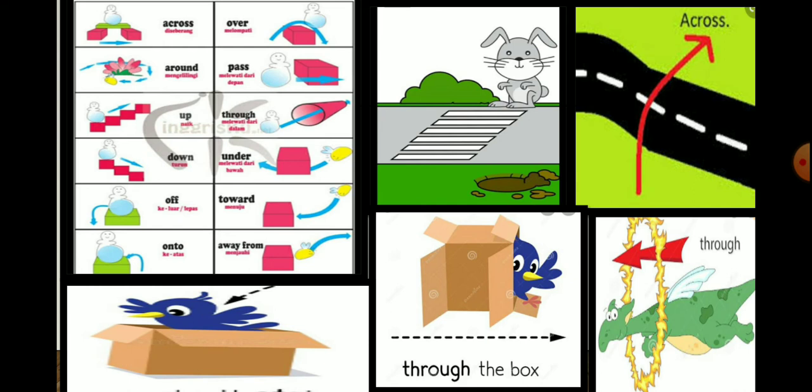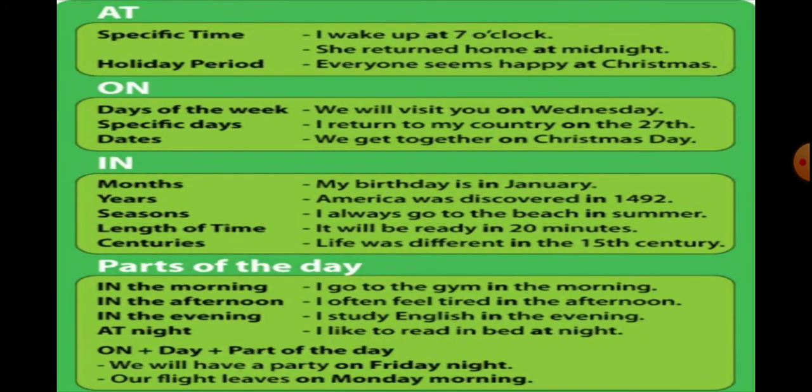So we have already learned how we have to use the prepositions at, on, in and parts of the day. When we talk about specific time, we use at. When we talk about the days of the week and specific dates, we use on. When we talk about months, years, seasons, length of time and centuries, we use in. So we have already gone through it, and I would like you to go through it again.